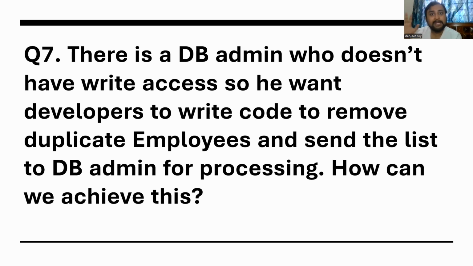So basically, there is one DB admin who has newly joined, who doesn't have write access as of now. So he wants all the developers to write the code so that it will remove the duplicates. We have the list of all the employees fetched from the database. Now our task is to remove all the duplicate employees, and we have to send that list after removing the duplicates to the DB admin so that the DB admin can do some kind of work on top of it. So how can we do that?